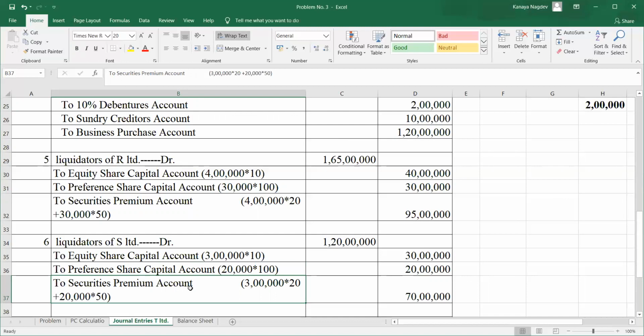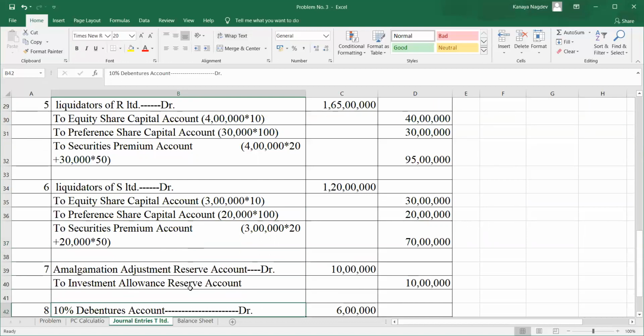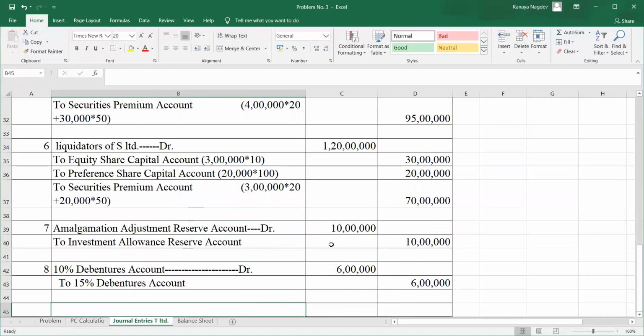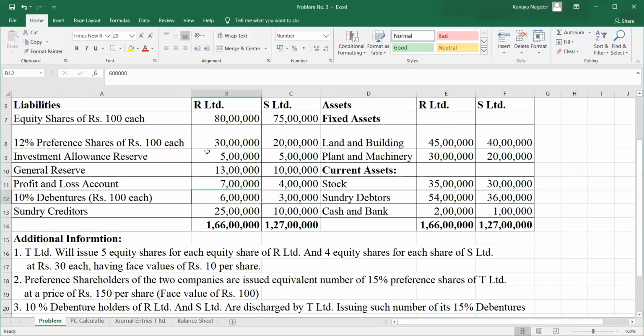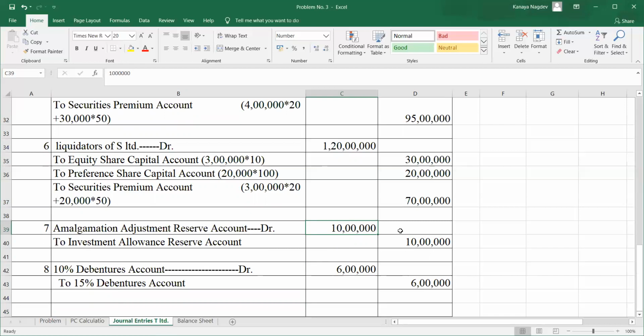Investment allowance reserve is to be incorporated, and that we discussed, that is to be incorporated by opening an account called amalgamation adjustment reserve account. So investment allowance reserve is to be credited and amalgamation adjustment reserve is to be debited. That is the entry for incorporating investment allowance reserve combined together of R Limited as well as S Limited. If you check the problem, in case of both the companies, it was 5 lakh, 5 lakh. That is, the total amount is 10 lakh rupees. So the entry is amalgamation adjustment reserve account debit to investment allowance reserve account 10 lakh rupees.